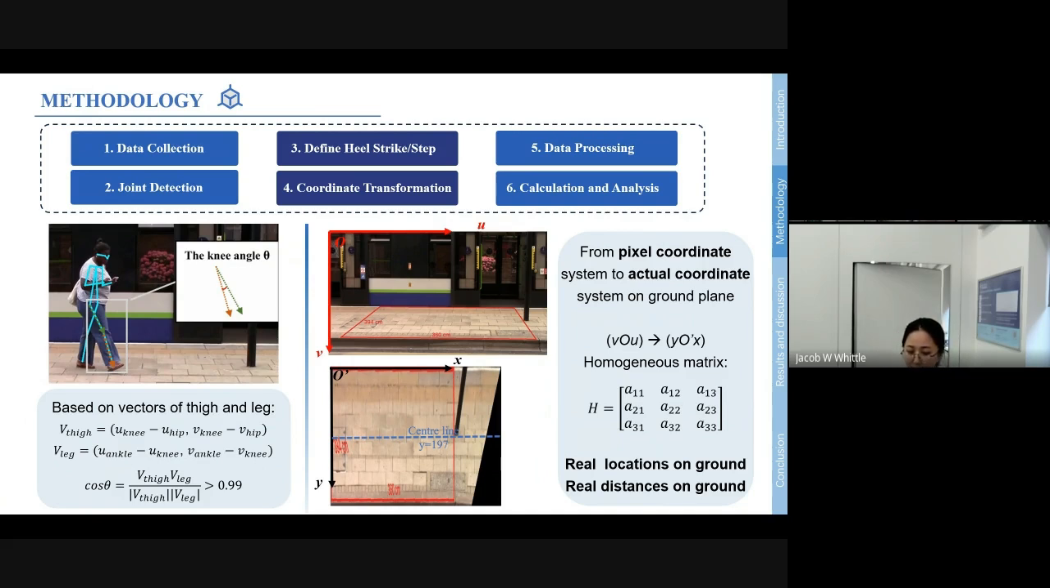Then is the coordinate transformation. I calculated the homography matrix based on the 4 reference points that are also the 4 corner points of the rectangle. It can determine the mathematical relationship between the pixel coordinates and the actual ground coordinates. In this way, I can get the real trajectory and the real distance on the ground.